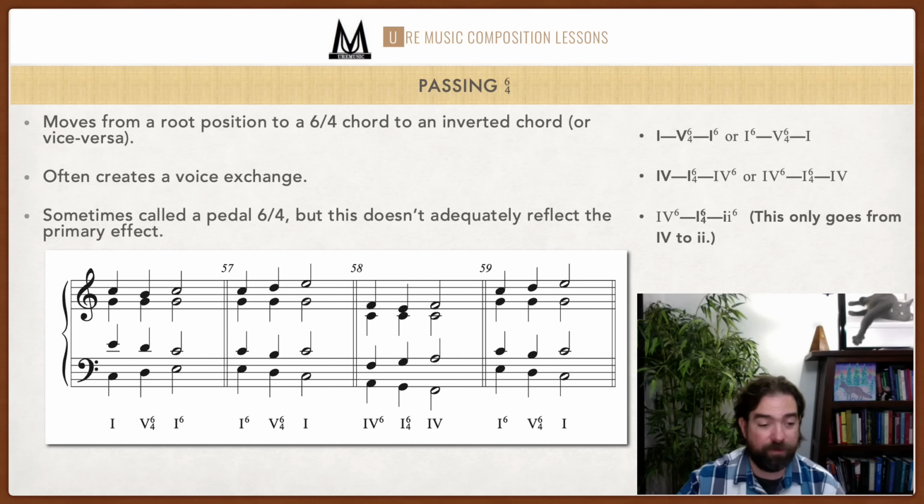So if we look at this first example here, we have a 1 chord. It goes to a 6/4 chord that allows for stepwise passing motion into the final 1/6 chord. And it can go from a 1 to a 1/6, or a 1/6 back to a 1. You can also go from a 4/6 to a 4 chord, or a 1/6 to a 1 chord. I've even seen it move from a 5 to a 5/6 chord.